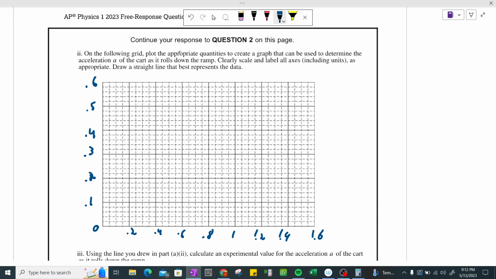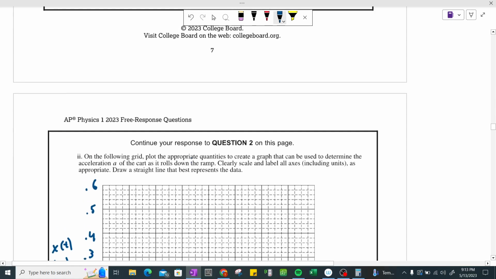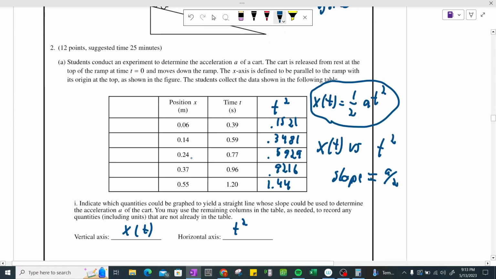Okay, so let's make sure we've got everything. We plot the quantities. We'll do that in a second. Clearly scale and label all the axes, including units. So this will be our t squared, and we'll just say it's seconds squared. And this is our x of t, which is in meters. So I've got my scaling done. I've got my labeling done. And it says to draw a straight line.